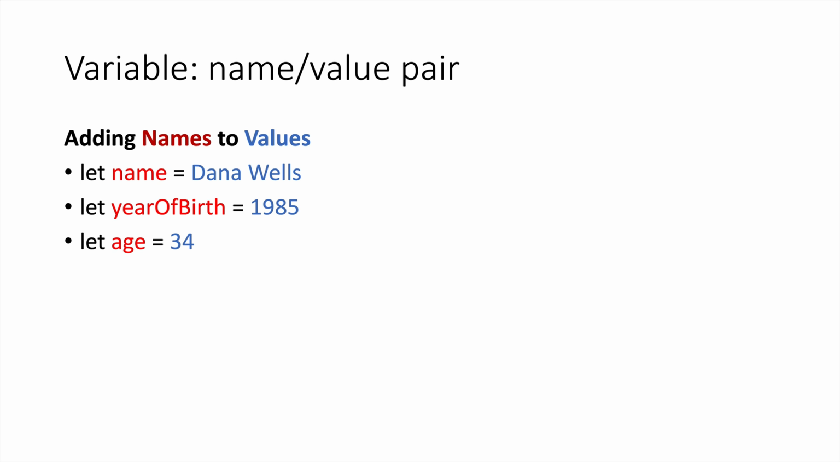And notice that the names that we choose are meaningful. They make sense. We don't use variable names like X and Y, because 6 months from now, when you come back and look at your code to make some changes to it, or someone is working with you and is trying to work with your code, X and Y won't mean anything. So we use things like name, year of birth, age.